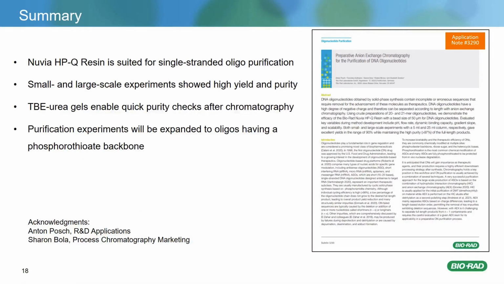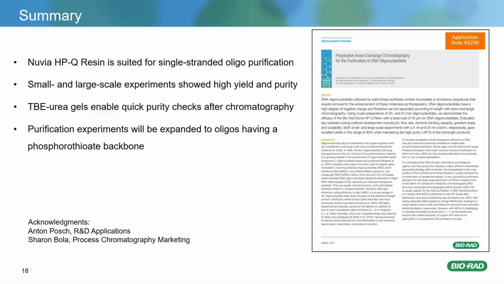Finally, I'd like to just summarize the work that was done here. I think the data shows that Nuvia HP-Q Resin is suited for single-strand oligo purifications. Both the small and large-scale experiments showed high yield and purity. The use of the TBE urea gels enabled quick purity checks after each chromatography run.